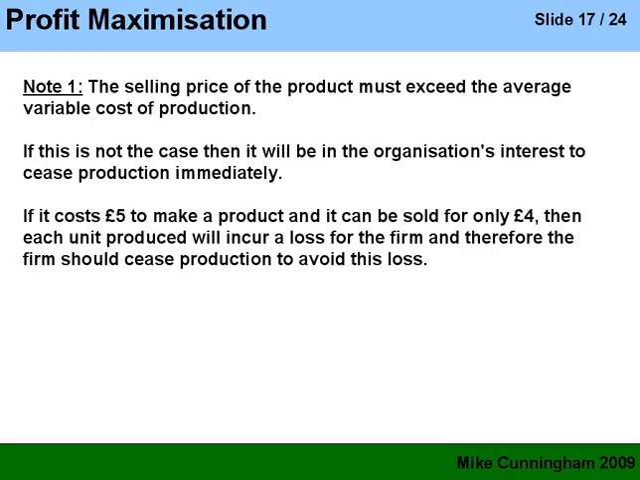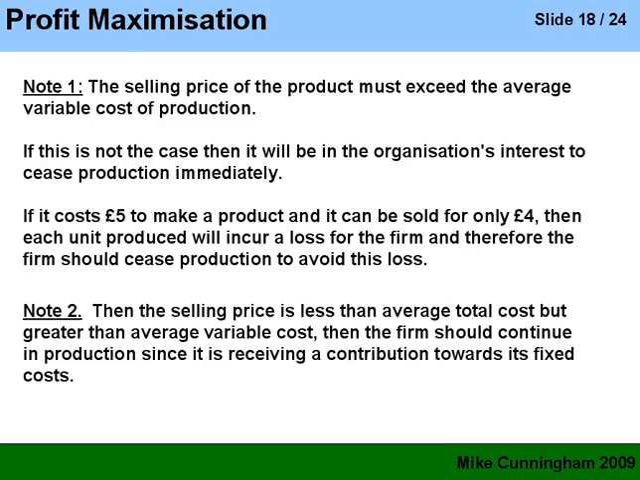Now the selling price of the product must exceed the average variable cost of production. If it's costing, let's say, £5 to make something, that's the raw materials, the labour, the electricity and so on, and if you're selling it for £4, don't make it. It's costing 5, so don't sell it for 4. So the average variable cost must be met. If the selling price is less than the average total cost, but greater than the average variable cost, then the firm should continue in production since it is receiving a contribution towards the fixed cost.